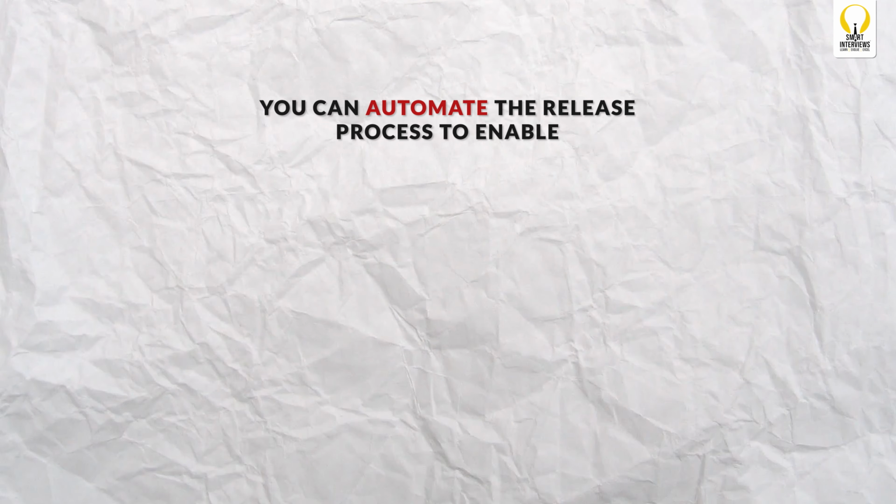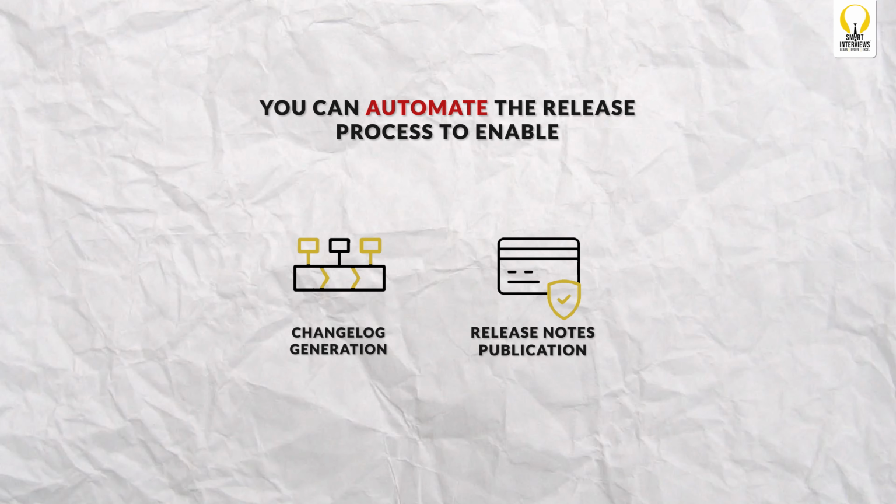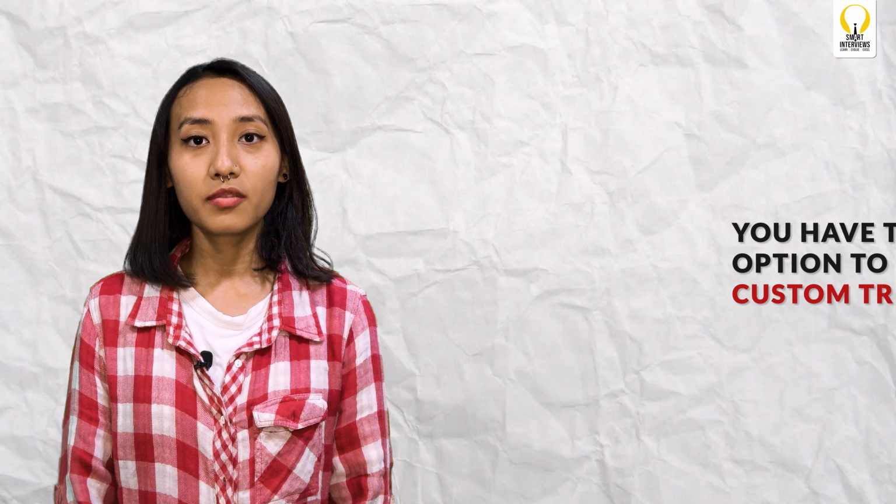Moving on, there is an option where you can automate the release process, which enables change log generation and release notes publication. Coming to the last point, you have the option to implement custom triggers with GitHub actions to execute specific workflows based on external events.